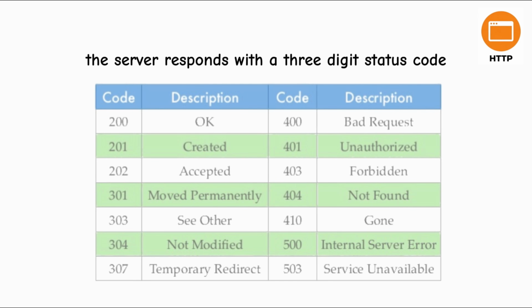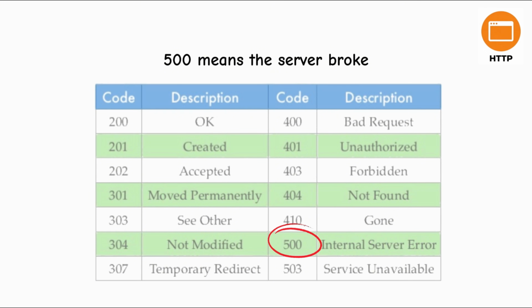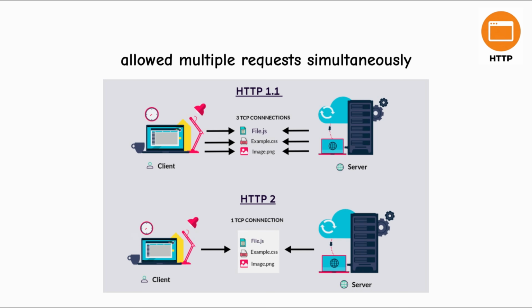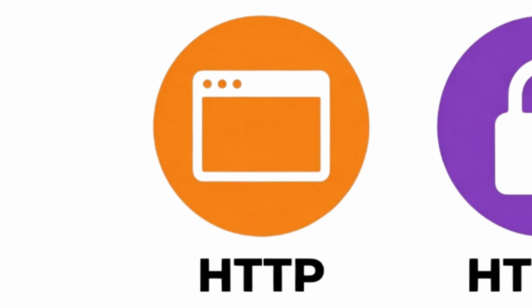The server responds with a 3-digit status code. 200 means success, 404 means not found, 500 means the server broke. HTTP 2 in 2015 allowed multiple requests simultaneously over one connection. HTTP 3 in 2022 replaced TCP with QUIC, reducing latency, especially on mobile networks.